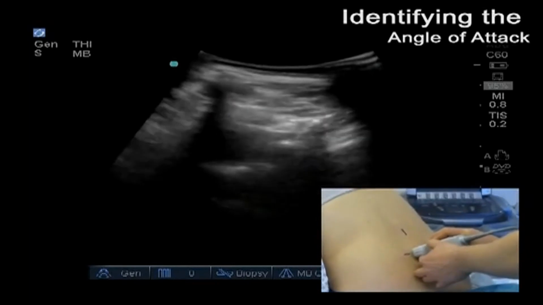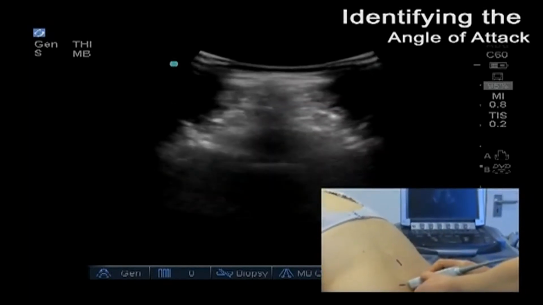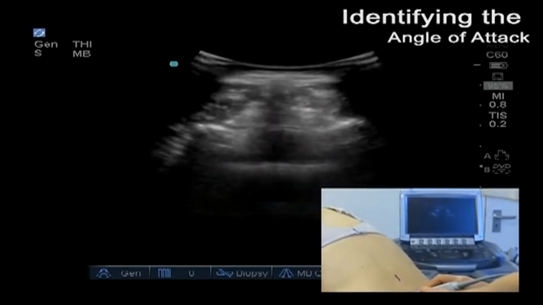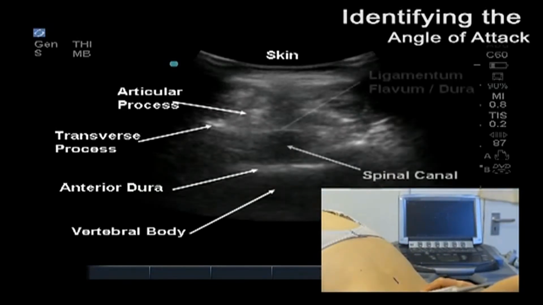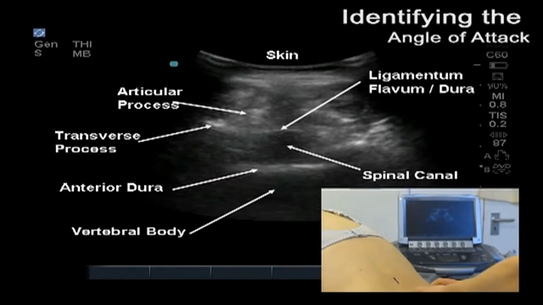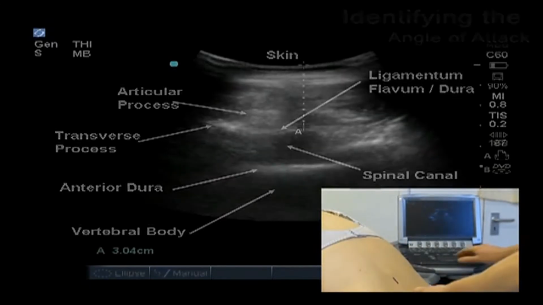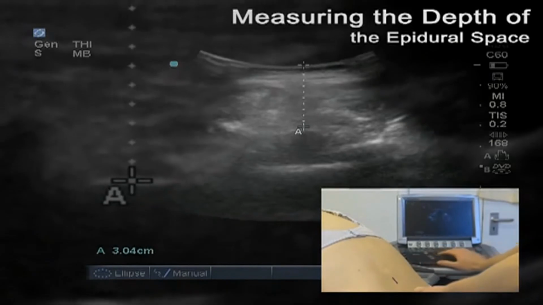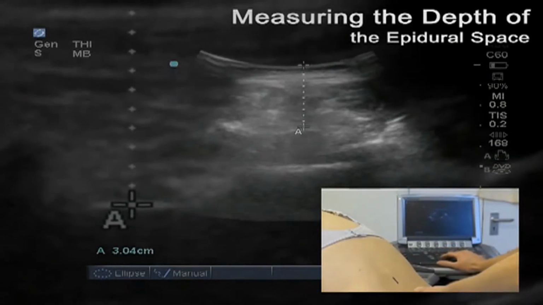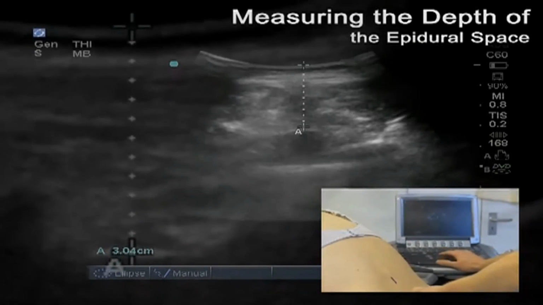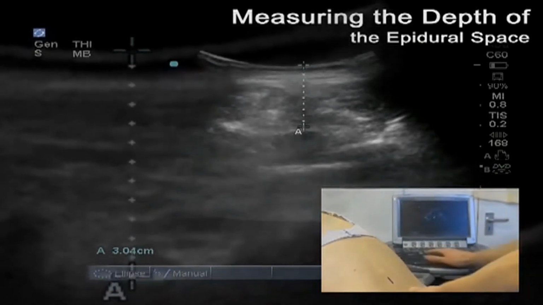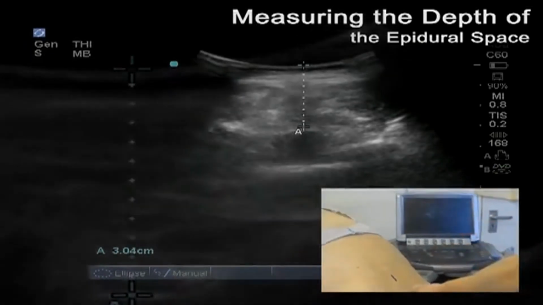Moving the probe between the spinous processes, the next step is to identify the interspinous, bone-free acoustic window. This represents an angle of attack to the epidural space and will inform the direction of your needle insertion. This image can be frozen and the depth of the epidural space can be measured. If there is copious soft tissue, compression with the ultrasound probe will lead to underestimation of the distance.